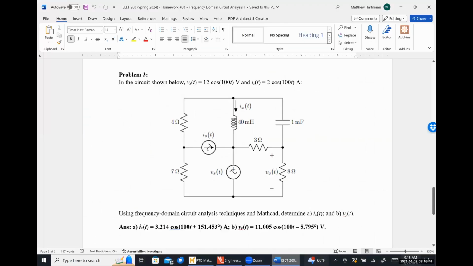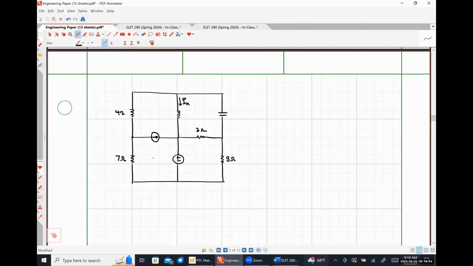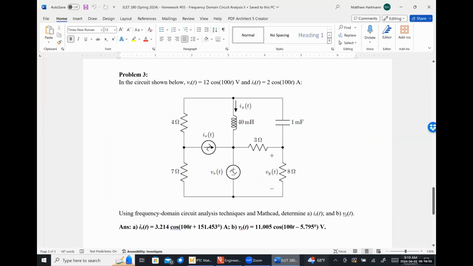All right, so let's see here. So 12 angle 0 for the voltage source, and 2 angle 0 degrees amps for the current source. All right, so let me throw this into my calculator really quickly.